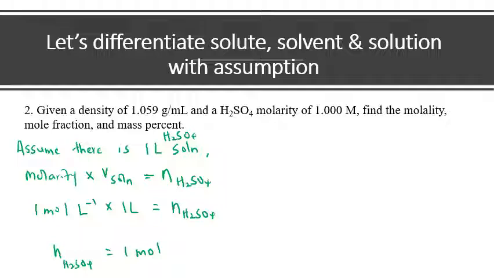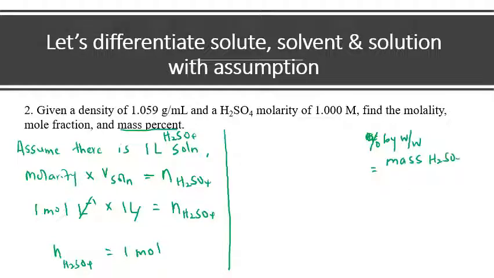Don't forget, per liter and liter cancel out. Then again, we want to determine the mass percent. So don't forget, we want to find out mass percent, which is mass of H2SO4 over mass of H2SO4 solution multiplied by 100%.